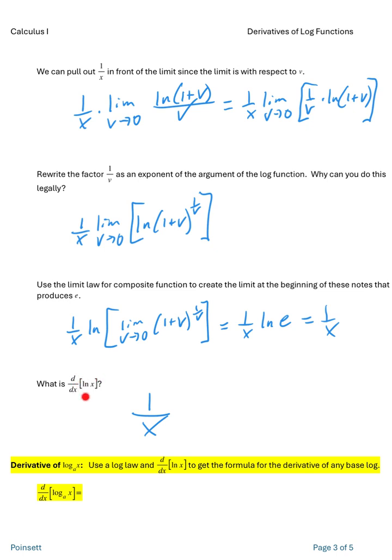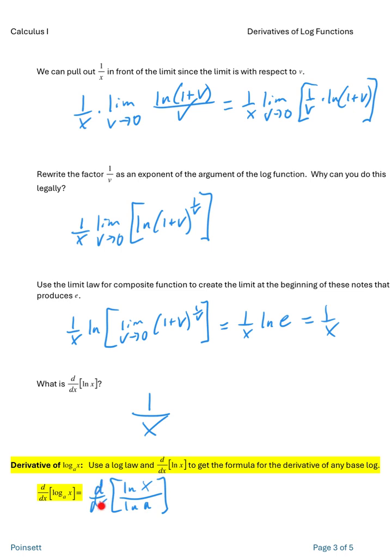Remember, the natural log of x is the base e logarithm. What about any base a logarithm? What would that derivative look like? Well, in order to get the derivative of any base logarithm, we can apply a log law and this derivative we just got to get that formula. So, using the log laws, we know that the derivative with respect to x of log base a of x can be rewritten as the natural log of x divided by the natural log of a. That's the change of base formula for logarithms.